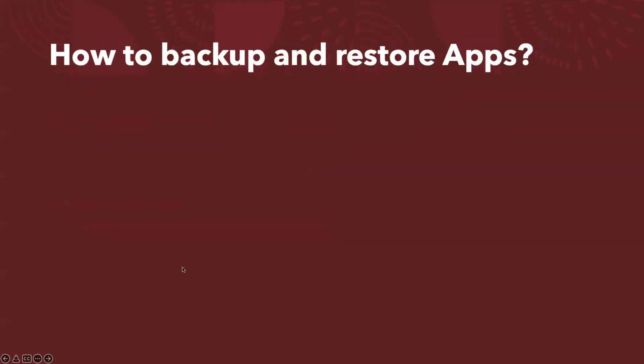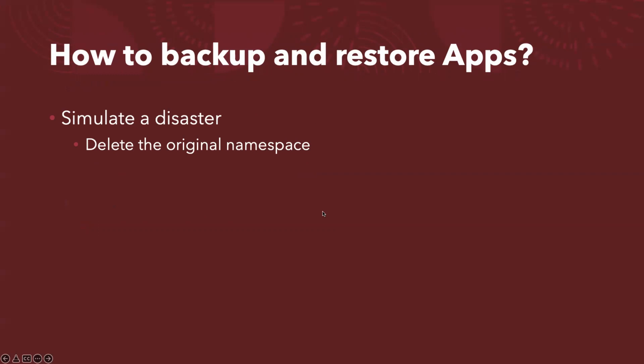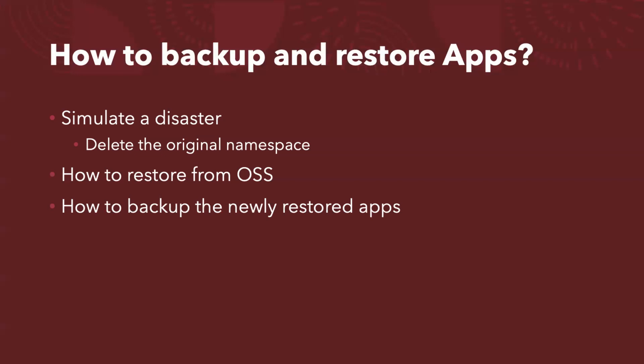Okay, so how to protect, back up and restore applications. I will simulate a disaster by deleting the original namespace, and then I will show you how to restore from our object storage service. Because in a disaster situation, all of your container storage is gone, including your first backup copy in the container storage. So you want to be able to restore from your remote copy. In this case, I will show you how to restore from the object storage copy. And after the restore completes successfully, I will show you how to back up the newly restored application.